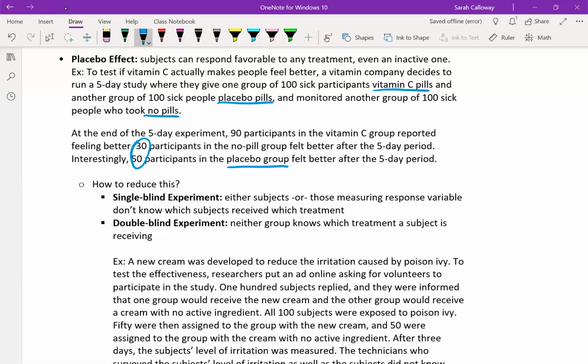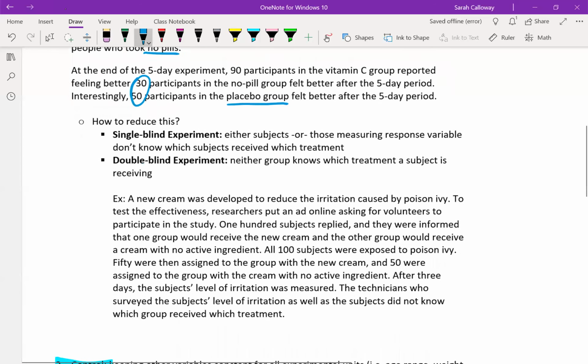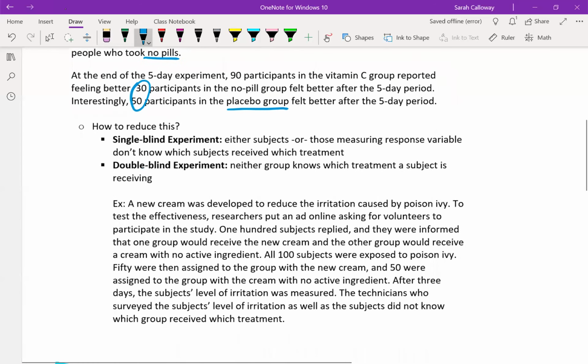A double blind would make our data even better, where neither group knows which treatment the subject is receiving. That means that the person administering the pills or collecting their data for whatever they're studying doesn't know whether that subject got the placebo or the vitamin C. And so that is a way to reduce the placebo effect.